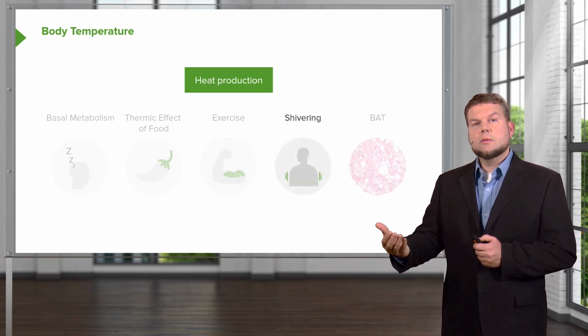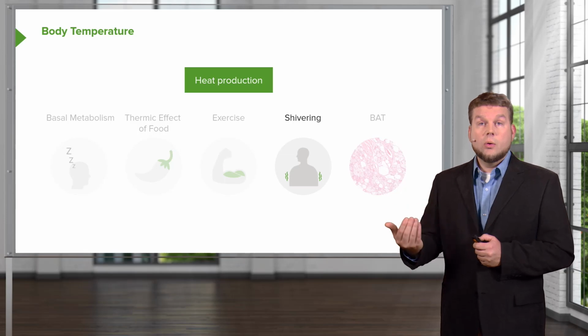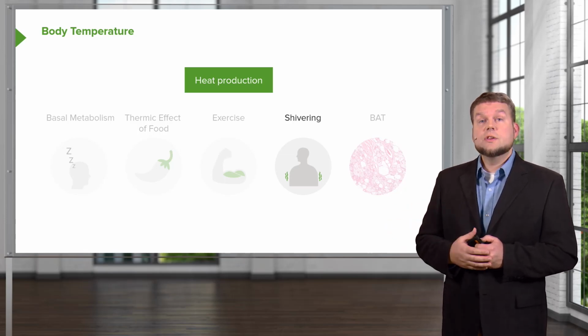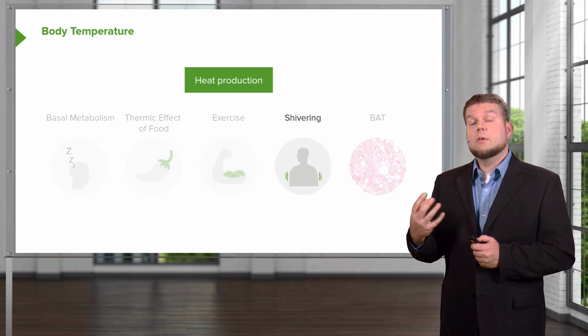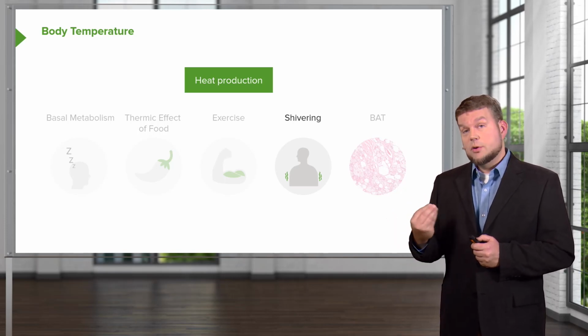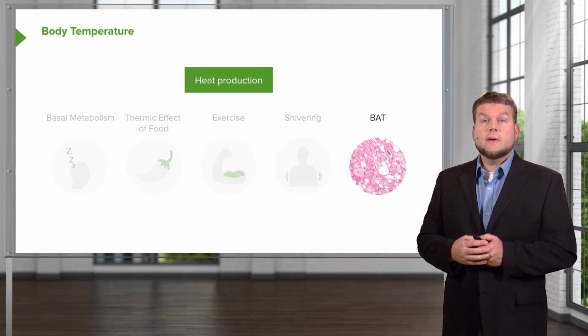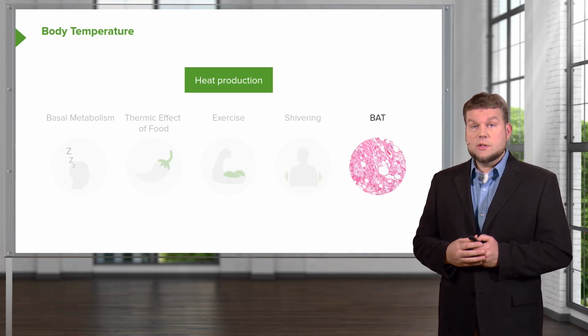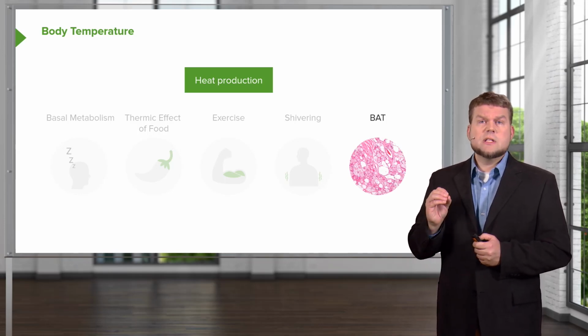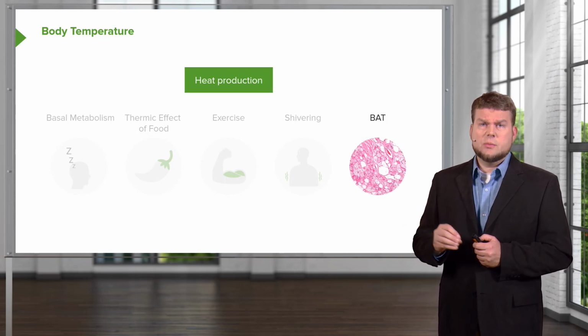If you're in an area that's very cold, sometimes you can shiver. Shivering is muscle contraction without involving any useful work, and that produces heat. The final way is through brown adipose tissue. And brown adipose tissue is a very specialized form of adipose tissue.